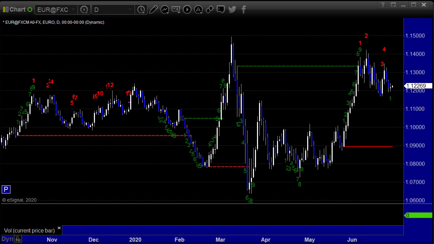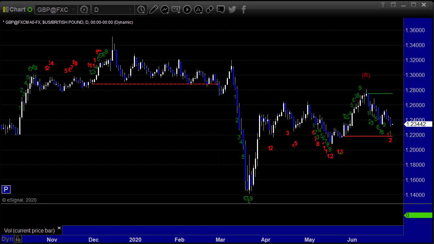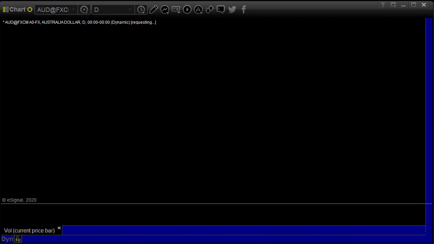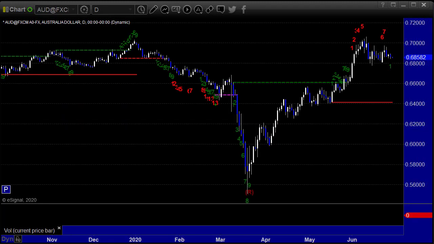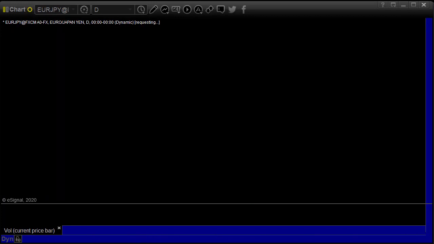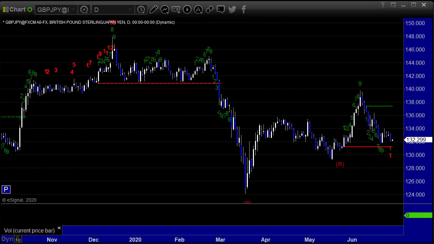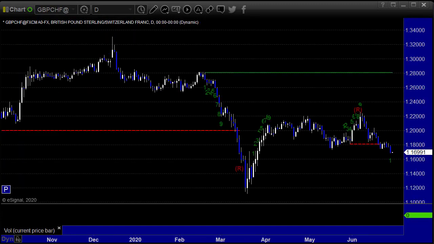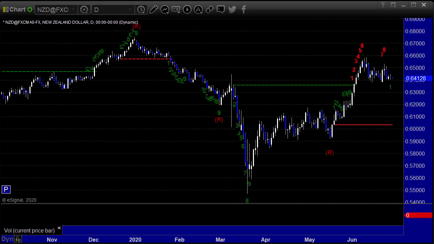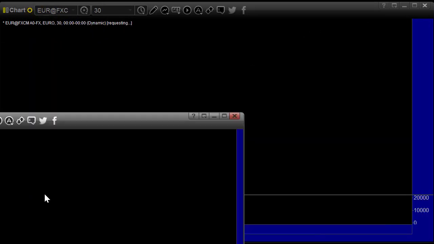So the euro dollar is the inverse of the dollar index. The pound slipped a little bit this week. The Aussie dollar flat, dead flat, very boring week. Euro yen also very flat. Pound yen also very flat, generally speaking. Pound Swiss dipped, but after several days of nothing going on, the New Zealand dollar pair was dead flat. So we didn't really see any action this week.